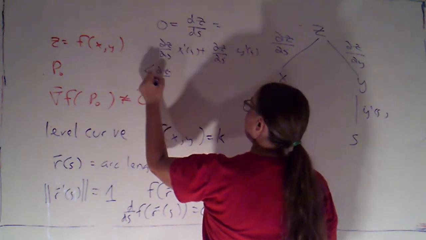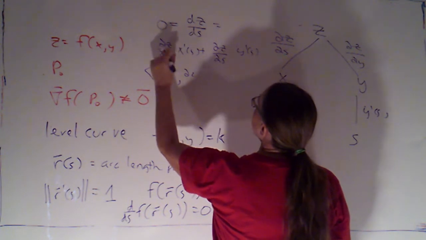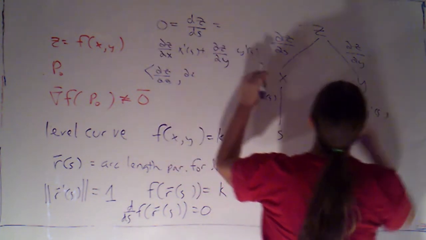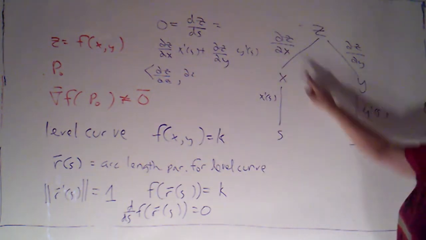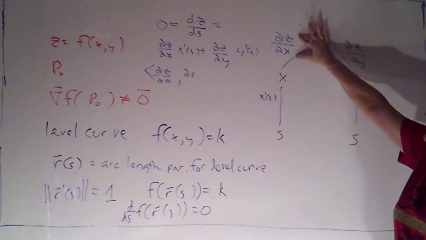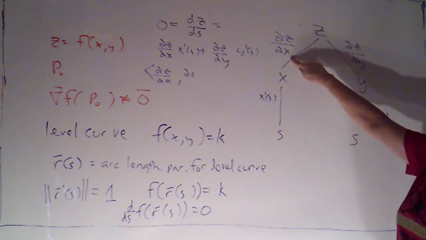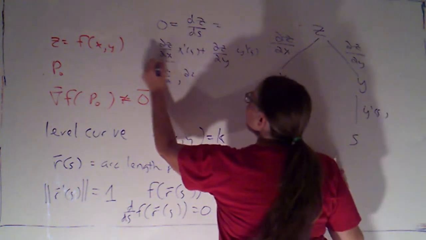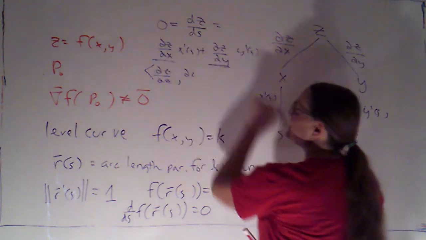I'm sorry, I wrote s there. That should be an x, and that should be a y. I apologize. On my diagram, where I should have had del z by del x, I'd initially written an s. And then when I was copying off the diagram, I wrote both of these as s's, when this should be an x here and this should be a y.